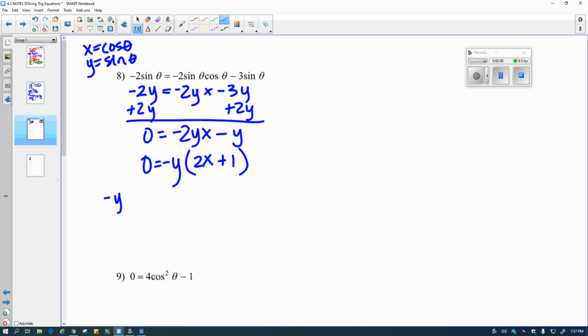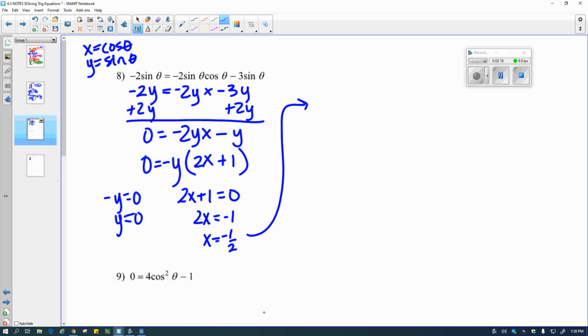So then I'll set my two factors equal to zero. So negative y equals 0. That's my first factor. And 2x plus 1 equals 0. Well, the first one is when y is 0. Divide by negative 1 on both sides. And then for the next one, I'll subtract 1 and divide by 2. And then I want to go up and finish solving this. Keep in mind that at this point I need to plug back in the cosine and the sine. So I'm trying to figure out when the sine is 0 and when the cosine is negative 1/2.